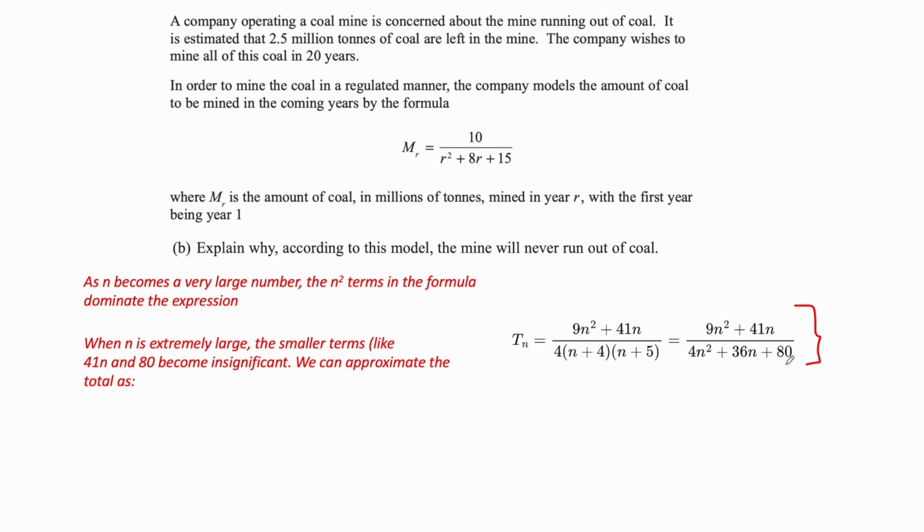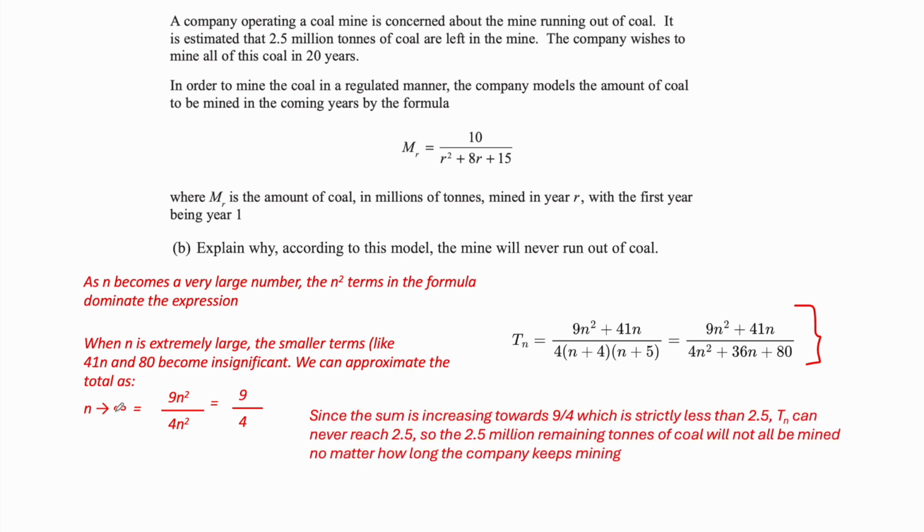We can approximate the total as 9n squared over 4n squared as n tends to infinity, and this can be simplified to 9 over 4, and 9 over 4 gives us 2.25. Since the sum is increasing towards 2.25, which is less than 2.5, Tn can never reach 2.5.